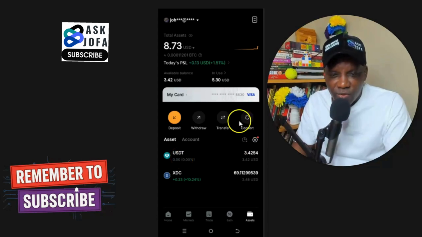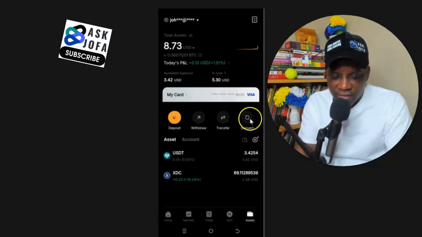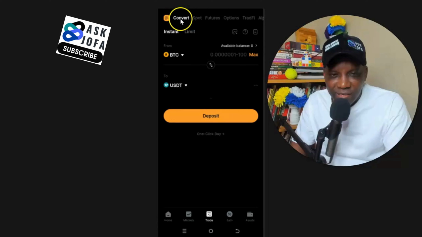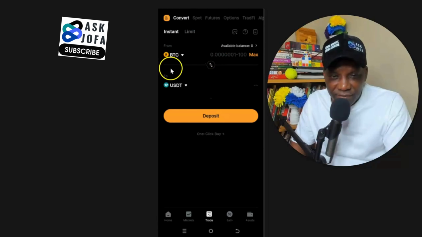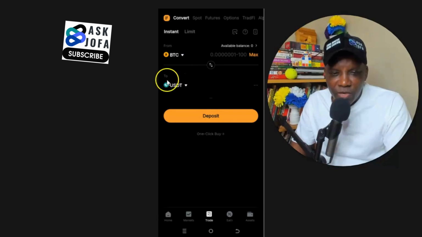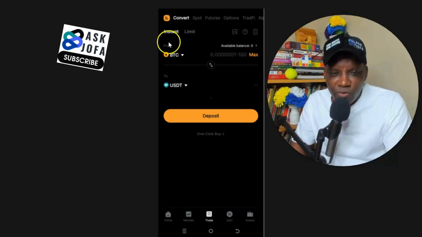To do that, you come to this place. You tap convert. It will take you to this place. You can see it has highlighted convert. So by default, this is what it will show you. Don't forget, we want to convert the money we have on USDT to Bitcoin.